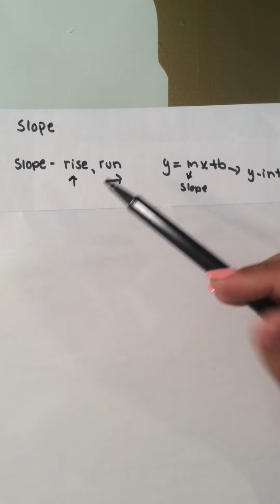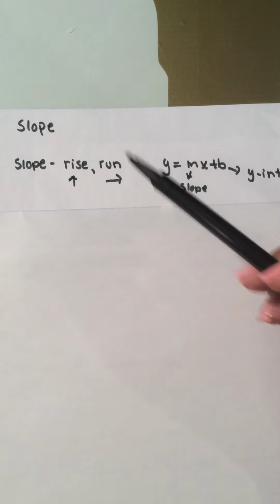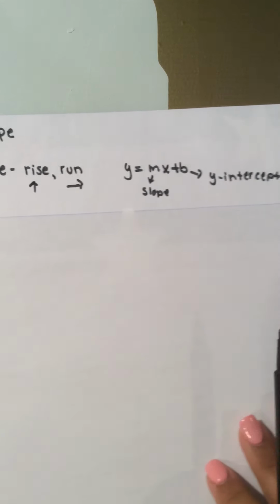Guys, so today we are doing slope. This is just a review. You guys did a lot of this in Algebra 1 and I know in geometry. But slope is the rise over the run. So how many you're going up and how many you're going over, or how many you're going down and how many you're going over. It depends on if your slope is negative or positive.